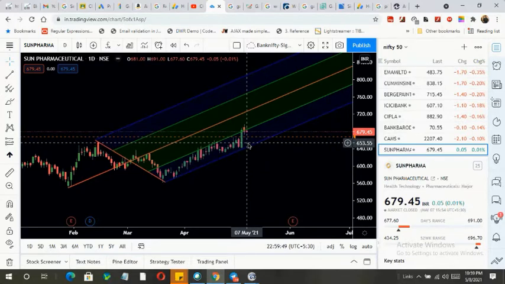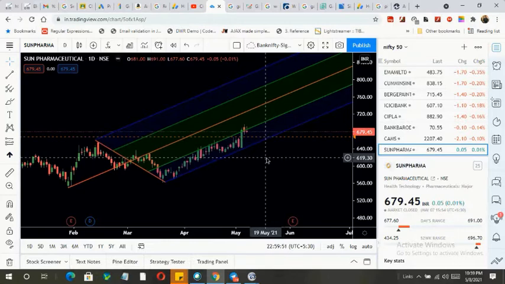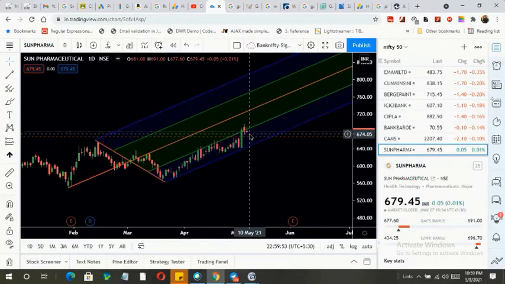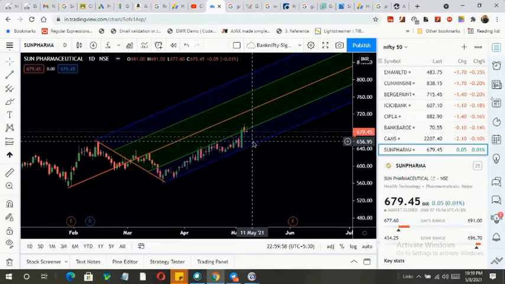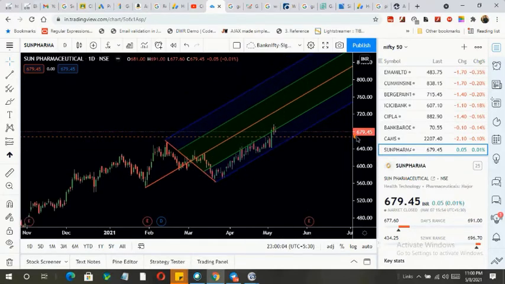Don't preempt the market. You don't buy here. Where will you buy? If you want to buy, near 556 to 560 you can buy. I have also given my alert here, and in this area alert I will buy.